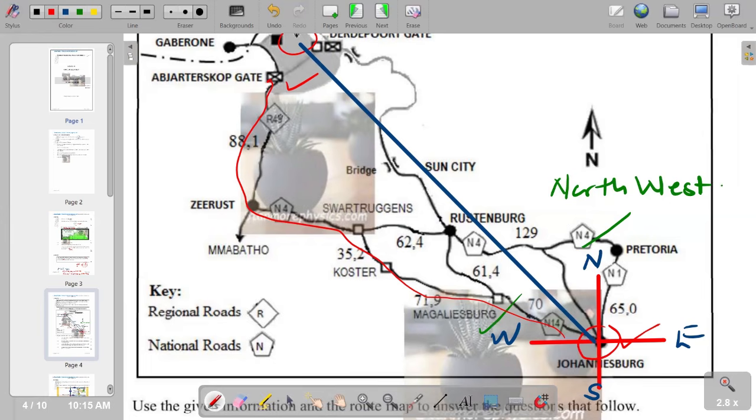So in that sense, we are going to say travel from Johannesburg to Zeerust, which we have at this point. So from Johannesburg, you use it this way, then you go to Zeerust, and then from Zeerust, now you go to Abjatscope. So this is perhaps the shortest route that we have.